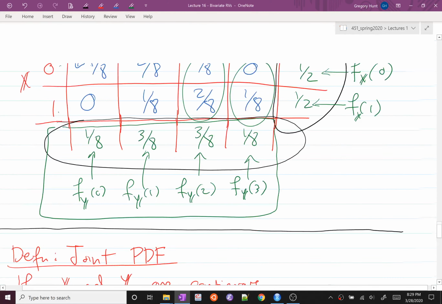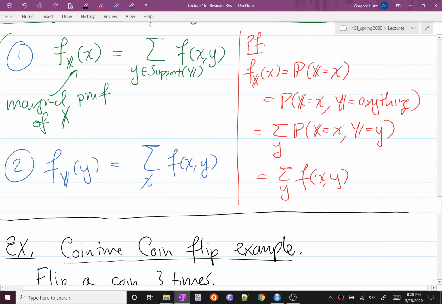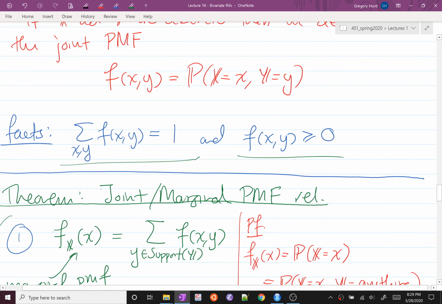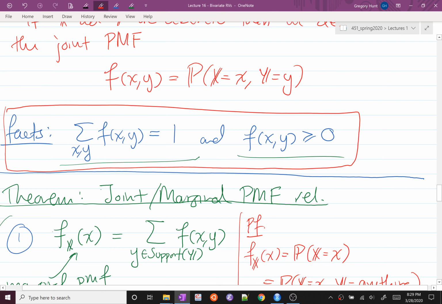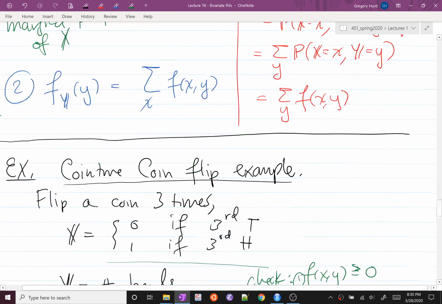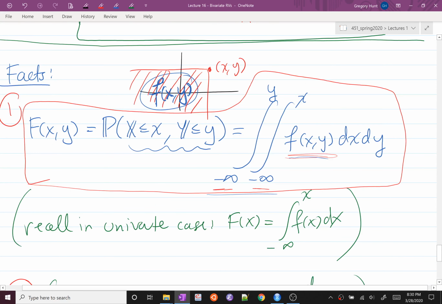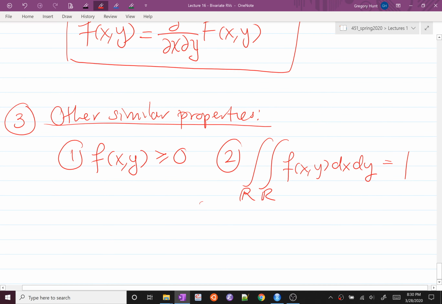If we go back up here and look at the sum, where did we say this? These are our facts about the bivariate PMF: it's bigger than 0, and if I sum over all the values, I get 1. Well, now it's bigger than 0, and if I integrate over all possible values, I get 1. And this is even more analogous to the univariate case.